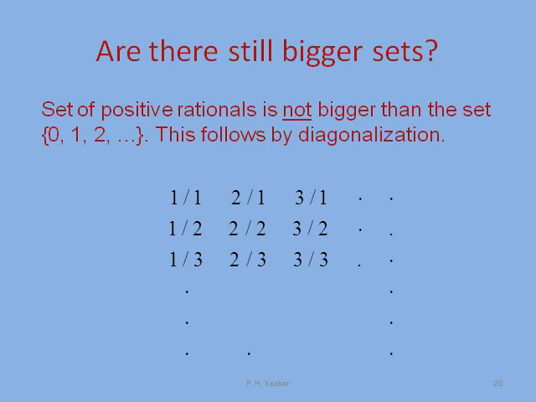Now you can arrange rational numbers in a rectangular arrangement. In the first row, the numerator is changing but the denominator is fixed, 1. So as you go along rows, the denominator is fixed and the numerator is changing. Along columns, the numerator is fixed and the denominator is changing. And every positive rational number is included in this.